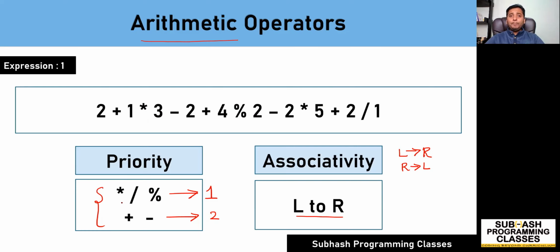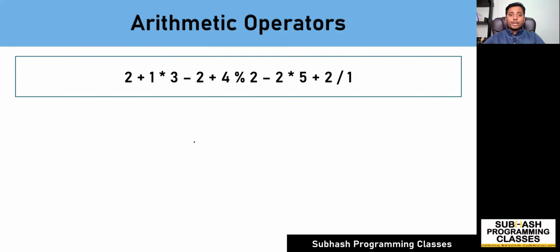Okay, so let me show this example by evaluating this expression. As you can see, star has the first priority, modulo has the first priority, star again has the first priority, and the division operator has the first priority. So when you have multiple operators that have the same priority, which one will you evaluate first? Whichever comes first from left to right. This is called the associativity rule. So let me start evaluating.